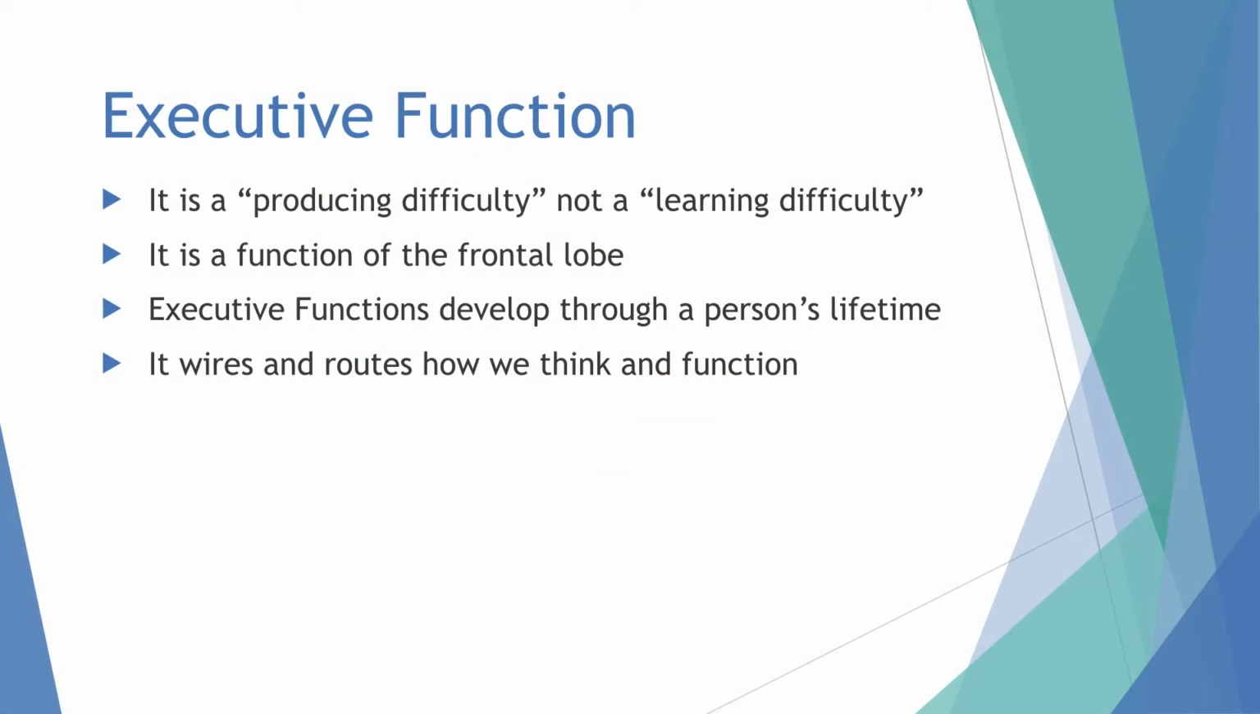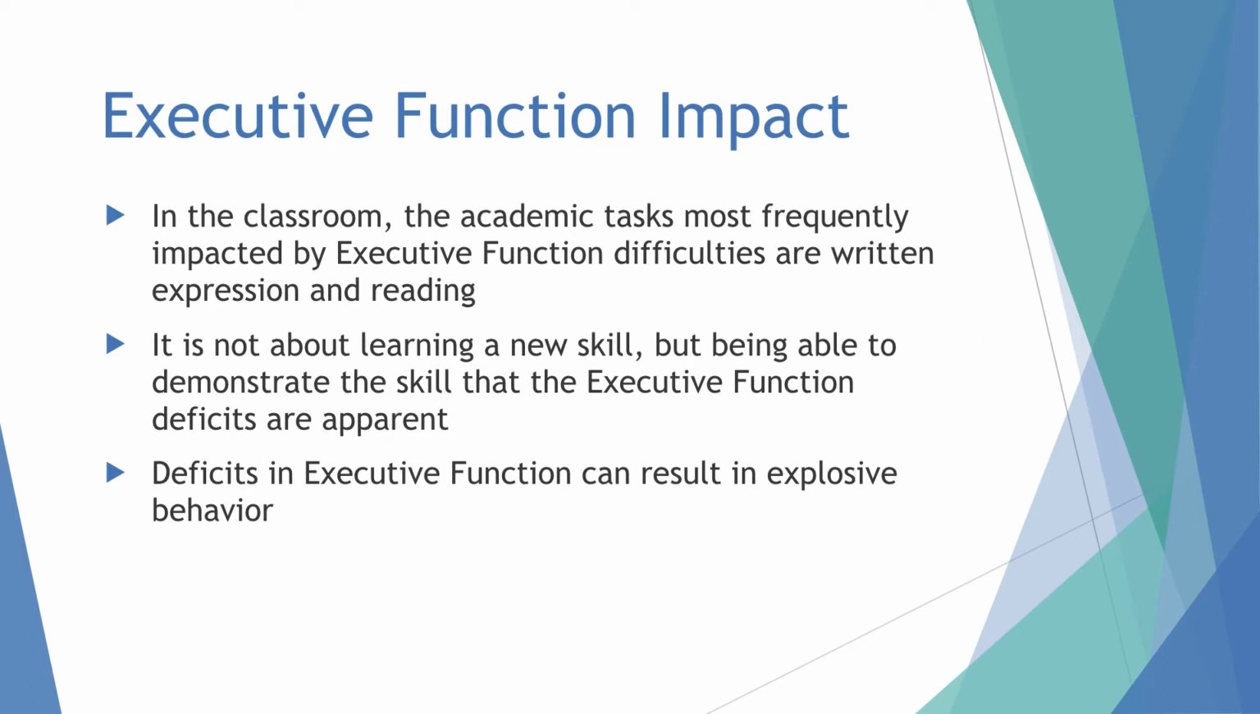Now, they develop throughout a person's lifetime, specifically into the second decade of life. And so I always tell people, okay, remember when you maybe were in college or in your 20s and you can think back to something dumb that you did. It's okay, your executive functions were still developing at that time, and you may not do those things now. But it also wires and routes how we think and function. And we oftentimes see that it impacts things like reading and writing. So how many of our kids, writing is a trigger for them? We see that sometimes because of those executive function skill deficits. And those are those academic areas that can be problematic. And again, it's not being able to learn the skill, but demonstrating the skill.